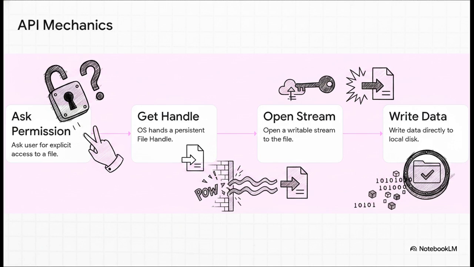As Margaret explained with a grin, the second we have that handle in our code, the wall comes tumbling down. Next, we open a writable stream, which, by the way, is way more efficient than hoarding all that data in memory. And finally, we just write. We pipe our data straight to that exact file on the local disk. No more endless, cluttered duplicate files, just precise, native-level saving.